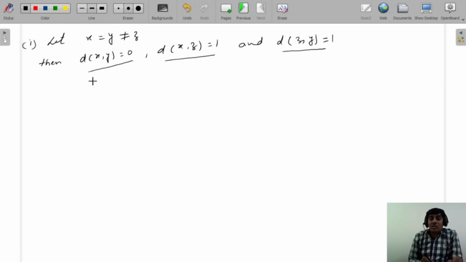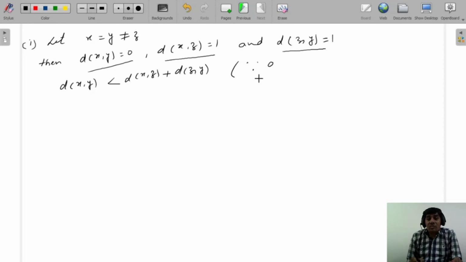From all these values, we have dxy is less than dxz plus dzy, because dxy is 0 and dxz is 1 and dzy is also 1. So left hand side is 0 and right hand side is 2. Therefore left hand side is less than right hand side. So dxy is less than dxz plus dzy.